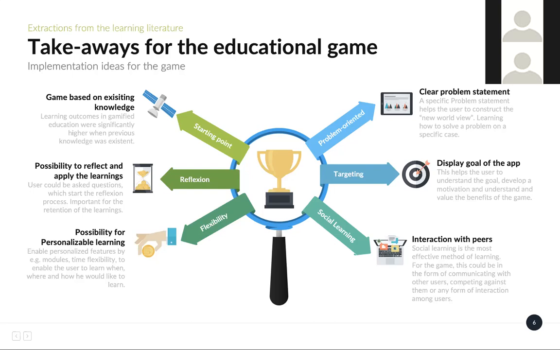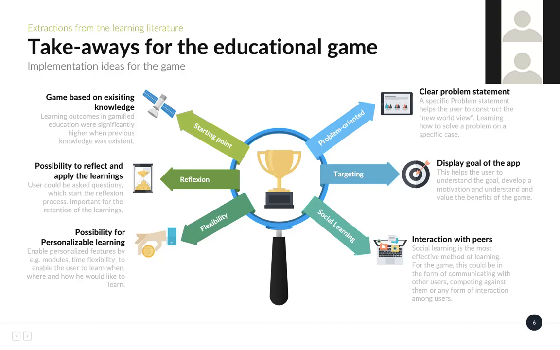Then, for example, a clear problem statement would be great, like a specific problem. For example, the escape room games were very popular recently, and the problems that you solve there are also very specific, very oriented on one specific problem. That would be just an example for how that could be implemented.